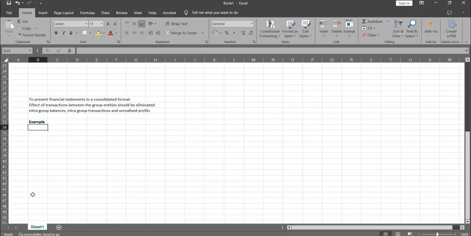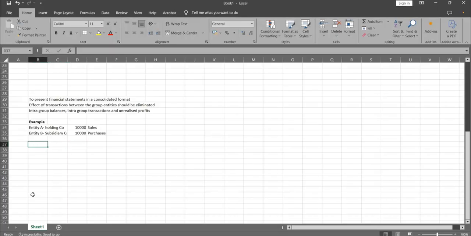In my example, entity A, which is a holding company, has sold goods to entity B, which is a subsidiary company, for 10,000 rupees. In the books of entity A, this 10,000 will form part of sales, and in the books of entity B, that 10,000 will form part of purchases. This is just a simple example. So while doing consolidation, we will eliminate 10,000 from sales and 10,000 from purchases.